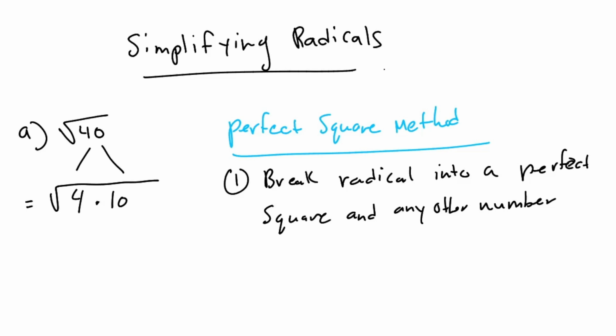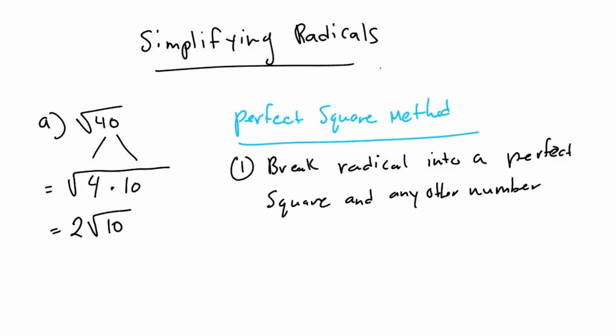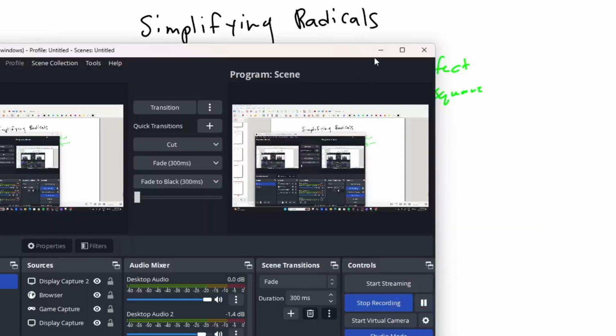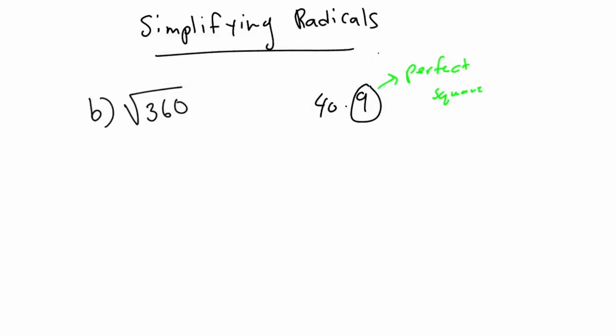So what we would have to do in this case is simplify this further. You would take the square root of 4 and put the 2 outside, because square root of 4 is 2, and then you would just keep your square root of 10 inside. And now we can see that 2 square root of 10 is simplified, and it's as simple as that.